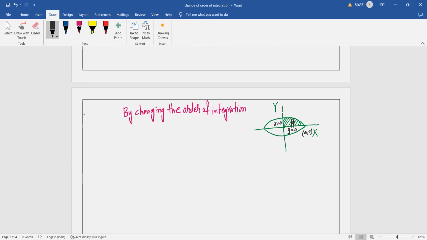A comma 0, minus A comma 0. This is 0 comma B. 0 comma minus B. This is 0 comma plus B. So the lower part of the strip is this one. The upper part we have to solve for the strip. अब देखो, new limits लिखेंगे अपन.